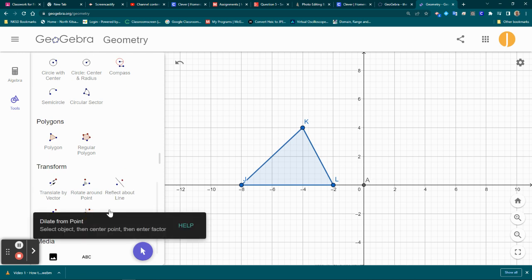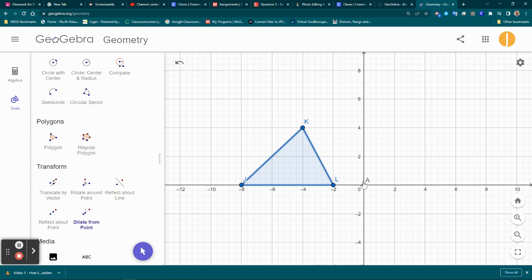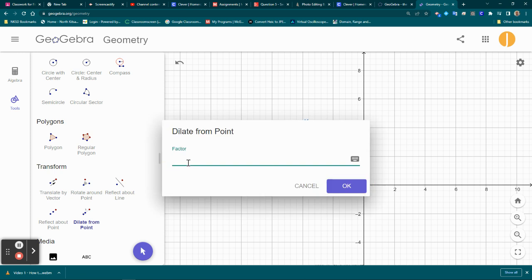I'm going to go to dilate. It says select object, select point, and then I enter the scale factor. Now, what was my scale factor again? I think it was 1/2, 0.5. Okay, I think you could type in 1/2 over here. 1 divided by 2. Divide by is right near the shift key. Okay, let's see if it takes a fraction.